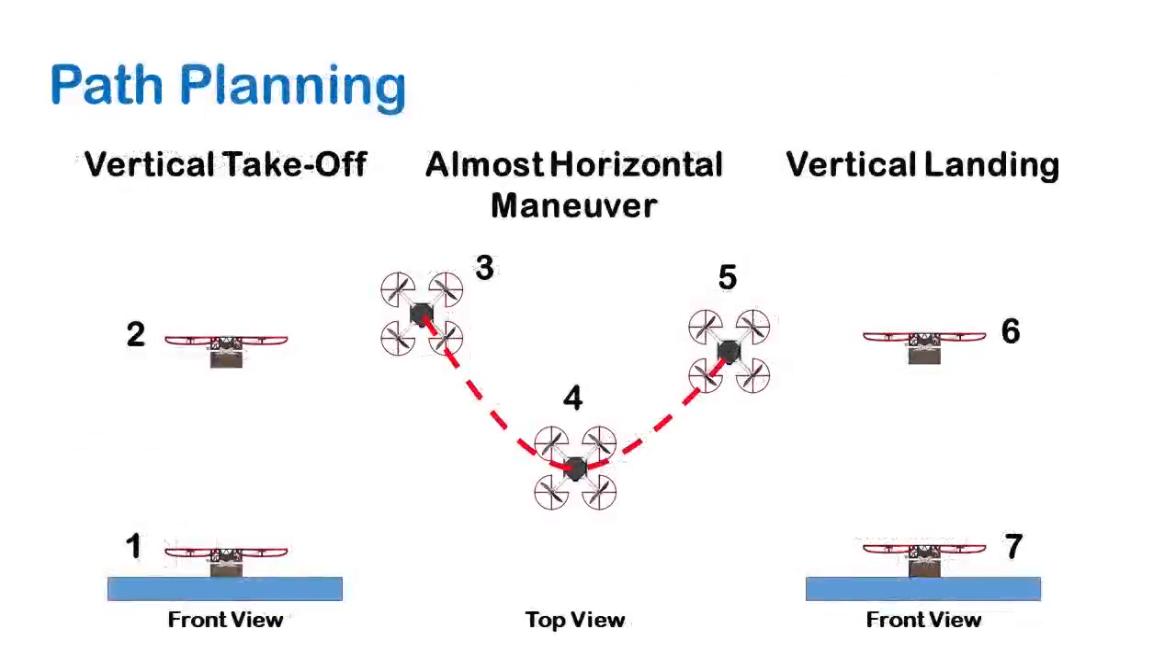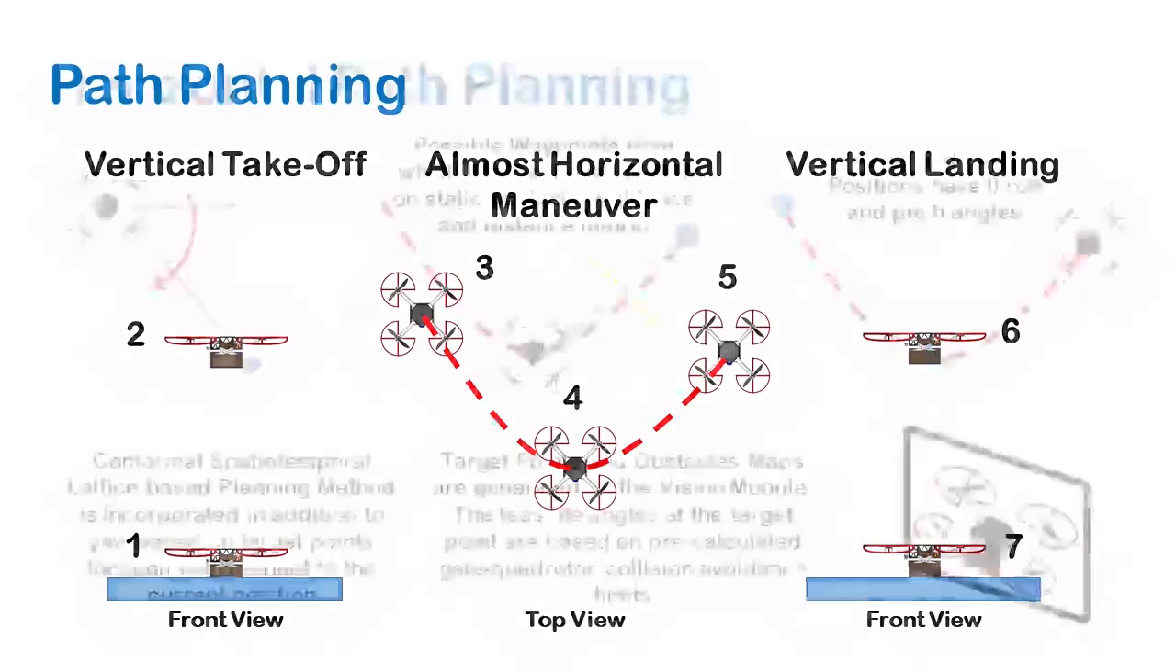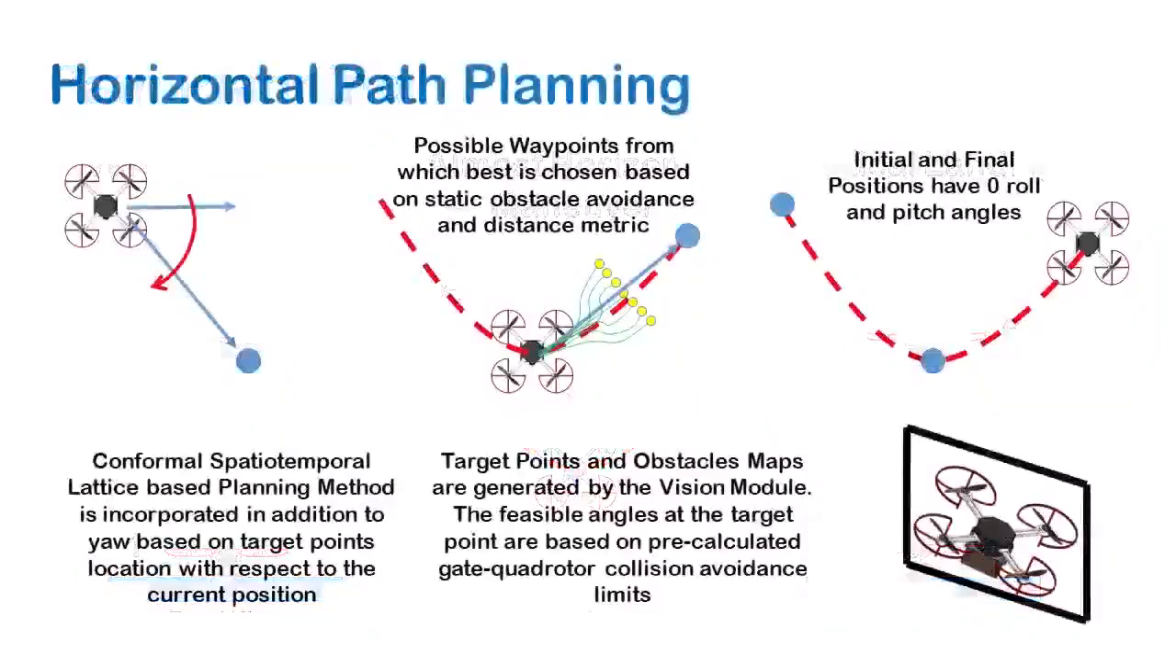The flight logic is based on a vertical takeoff and landing scheme. Also, the travel from one point to another in flight is based on an almost horizontal maneuver. The horizontal planning is based on a conformal spatiotemporal lattice which generates a set of feasible points or waypoints, which can be chosen based on a cost function and which propagates the drone more towards the desired waypoint.